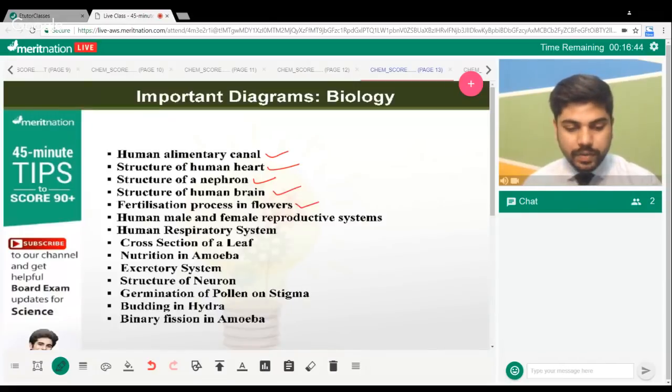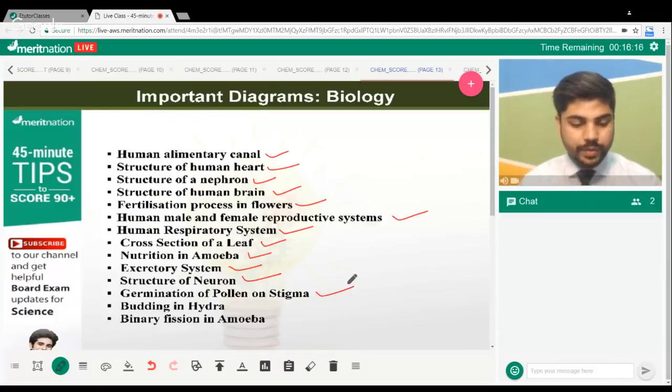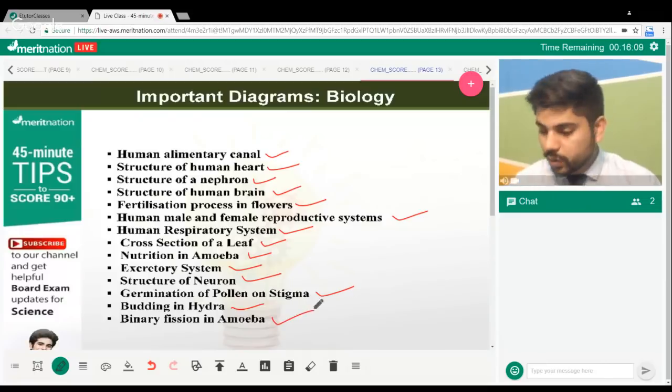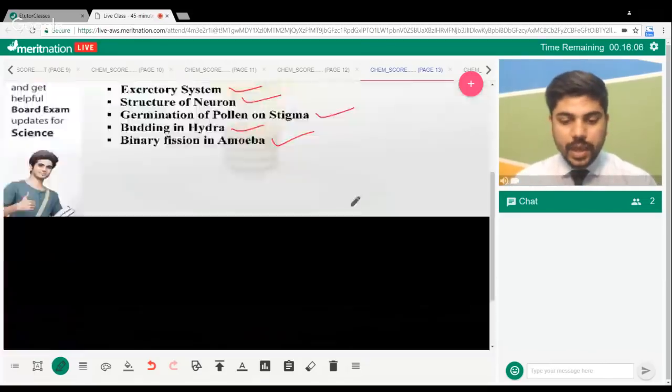Fertilization process in flowers is important. Human male and female reproductive systems are a very important topic. Human respiratory system, cross section of a leaf is important. Nutrition in amoeba is important. Excretory system and structure of neuron also. Germination of pollen on stigma, how basically it happens, you have to show it via diagram. Budding in hydra and binary fission in amoeba. So these are the diagrams you cannot afford to lose, guys, as I've already mentioned, and are really very important.